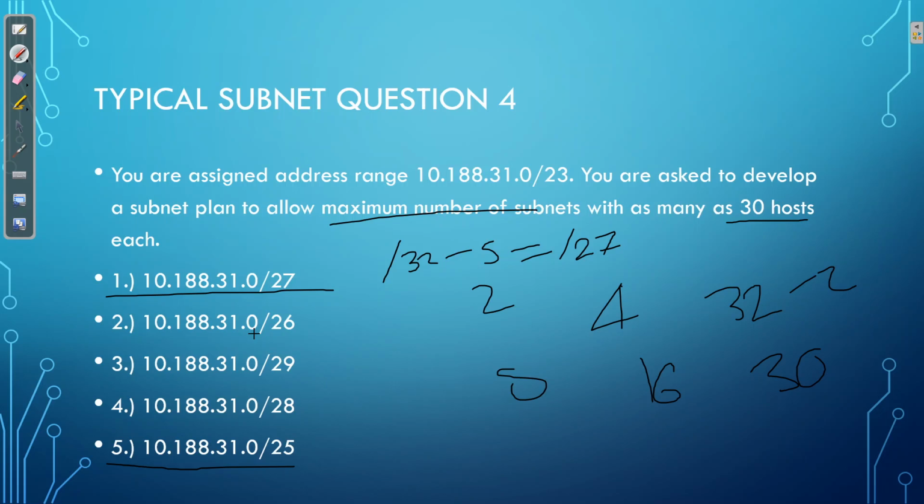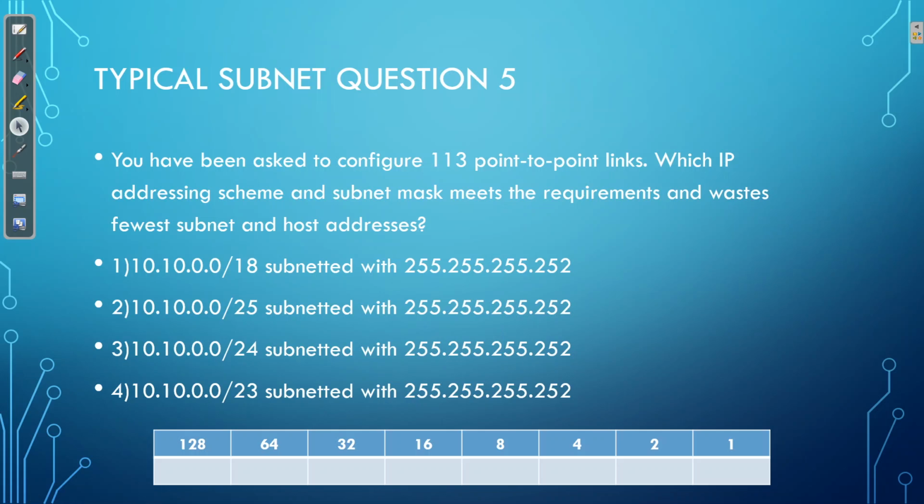Answer 2 provides me with 3 subnet bits. Number 1 gives me 4 subnet bits. So again, that's maximizing the number of subnet bits I have, which meets the requirements and answers the question. Question 5, and this is the last question.